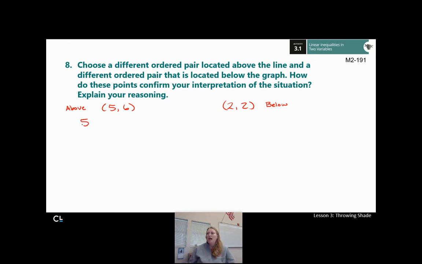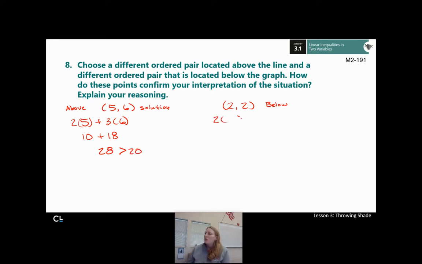So if I did 5 2-point shots plus 6 3-point shots, well, 2 times 5 is 10. 3 times 6 is 18. I should point out, you probably picked different points, and that's okay. Your work's going to look a little different than mine, that's all. And 10 plus 18 is, of course, 28. So this is a solution, right? This is totally a solution because it's greater than 20.